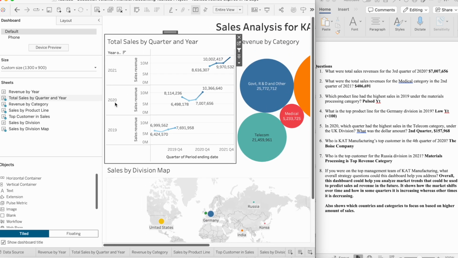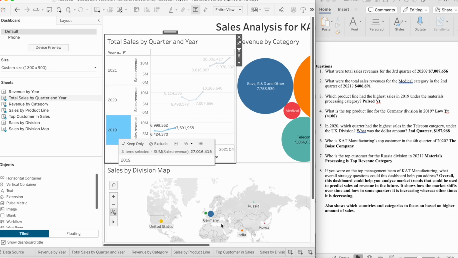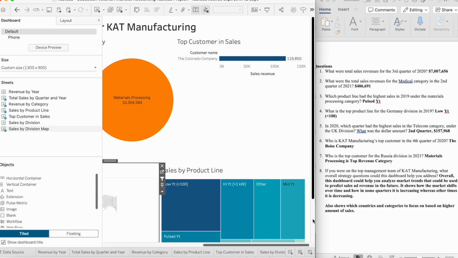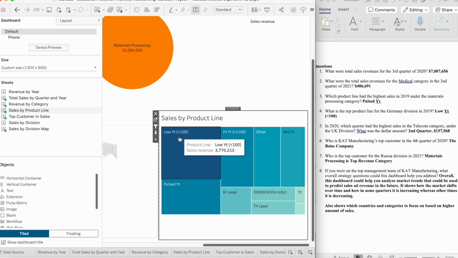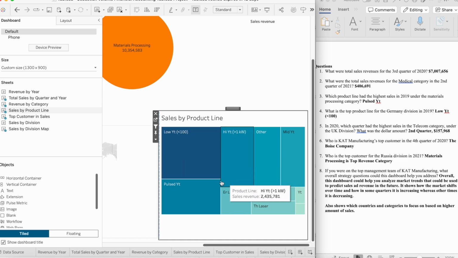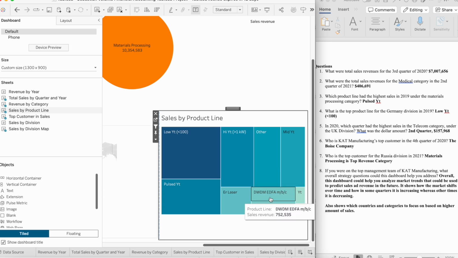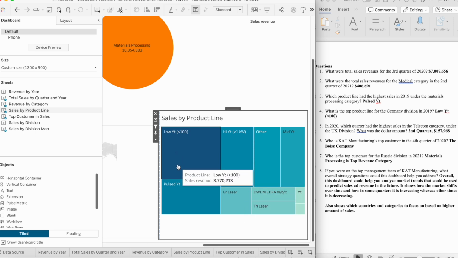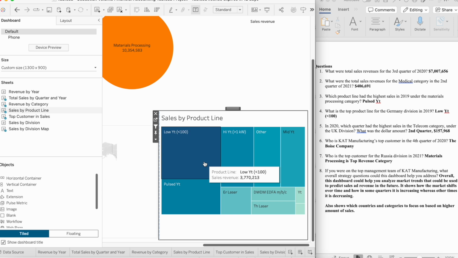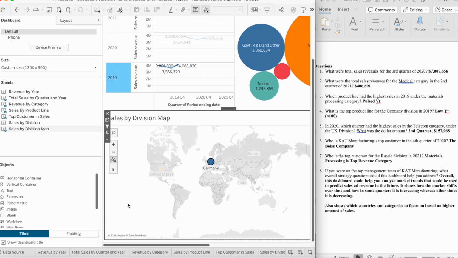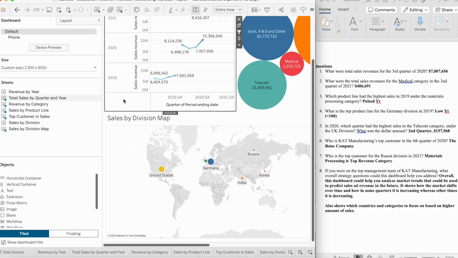Okay, and then in what is the top product line for Germany divisions in 2019, I would click on 2019, and I would click on Germany, and then I'd scroll back to product line, and for the same reasons again, we can tell that low YT, parentheses, less than 100, is the top performing product line, because it's in the top left, it's darkest blue, and their sales revenue is much higher, as the lowest is $130,109, and then the top is $3,770,213. And then I'm just gonna clear out of these.